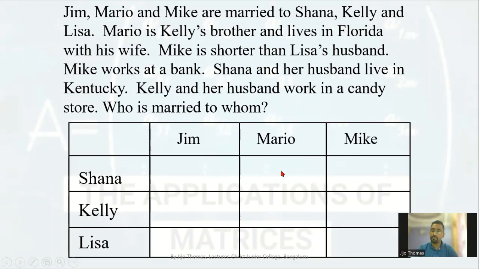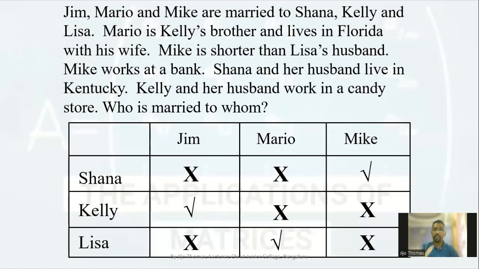Mario is Kelly's brother, so obviously Mario is not married to Kelly. Mike is shorter than Lisa's husband, so again, Mike is not Lisa's husband. Shanna and her husband live in Kentucky, and we know that Mario lives in Florida. So Mario is not Shanna's husband. So two options are ruled out for Mario, and only Lisa remains: Mario has to be married to Lisa. Like this, if we analyze the problem and fill the grids, it is very easy to solve.